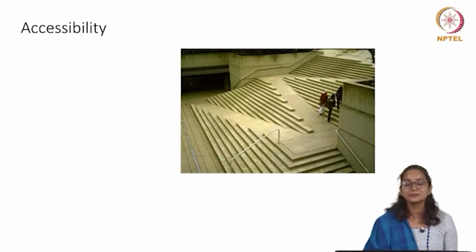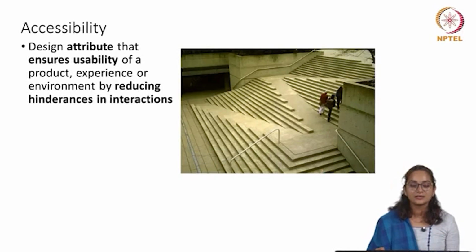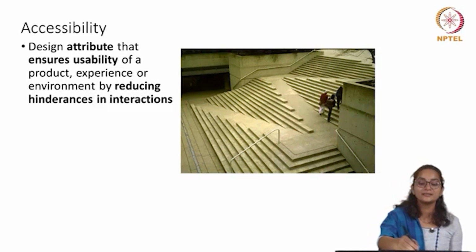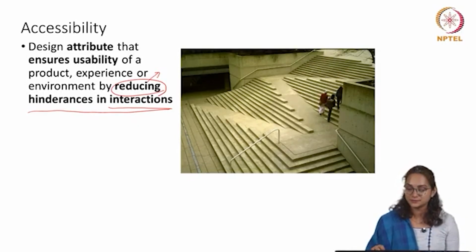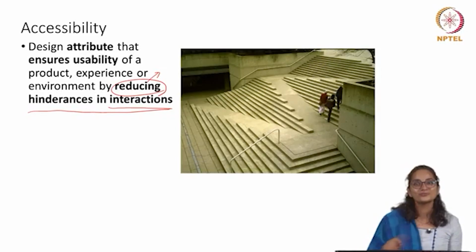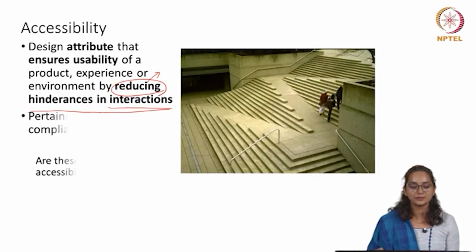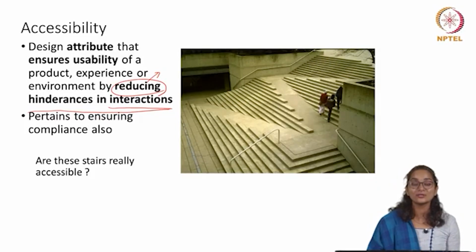Coming to our term, which is accessibility. Accessibility is actually a design attribute that ensures usability of a product, experience, or an environment by reducing hindrances in interaction. So the first step is to identify what those hindrances in the interaction are, and then we try to reduce them through our process. As a result, we improve the usability of the product. This also pertains to ensuring compliance.